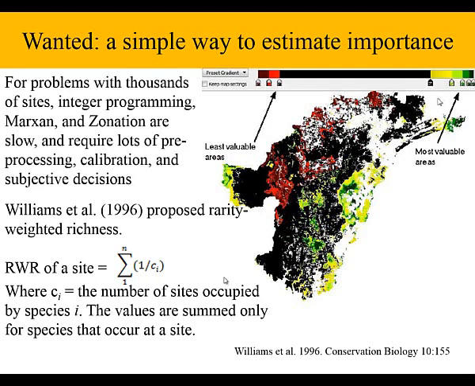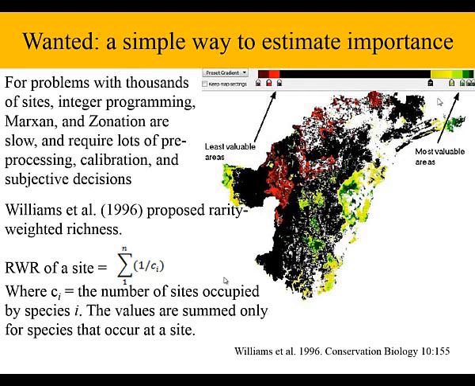So if I have all the sites in my planning area, I can give each one of them a score called RWR. And this is going to be the sum of 1 over C, where C is the number of cells in which a species occurs. So think for a moment of a cell that has only one species, but that species only occurs in that cell. So C is 1. So its rarity-weighted richness is 1 over 1, a rarity-weighted richness of 1. Let's think of another cell. It has 5 species, but they're all endemic.